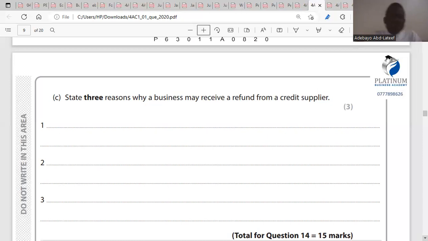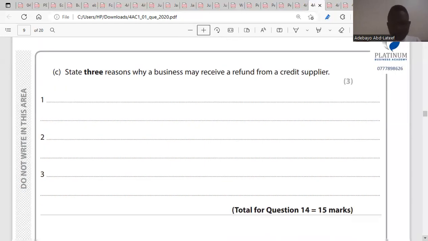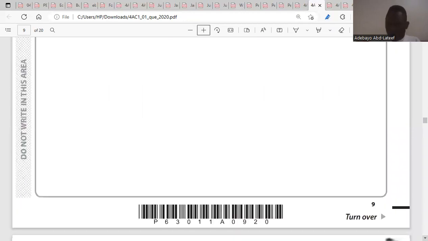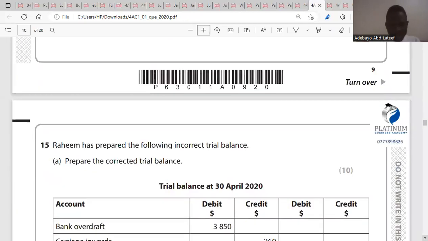Maybe you overpaid your supplier. You're supposed to pay your supplier 1,500, but you paid your supplier 1,700, so he or she has to return it. Is it clear? Yes. Okay, great. I have them written anyway, so you're going to have it.